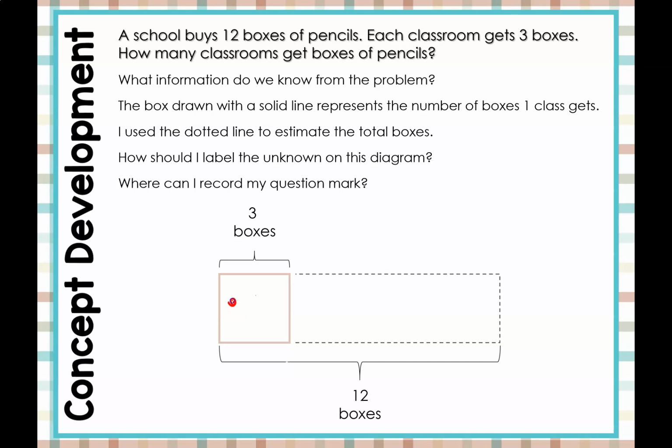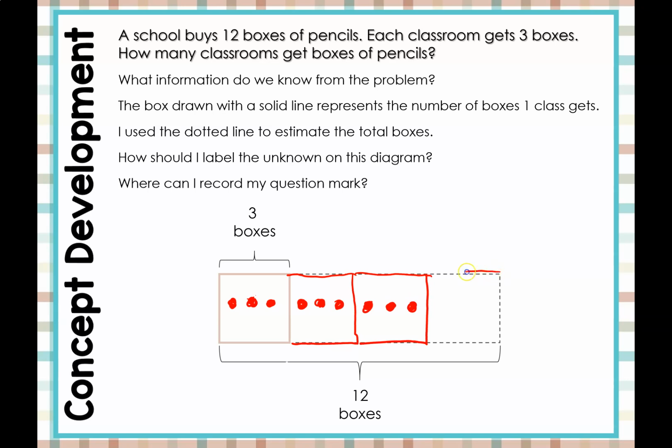So I know I have 1, 2, 3, not to 12 yet. Let's draw another box, the same size. 1, 2, 3. Well, if I skip count 2 times by 3, I get 6, so I'm still not there. Let's add another box. 1, 2, 3. Well, if I keep skip counting by 3, I'd be at 9, so I'm still not there.